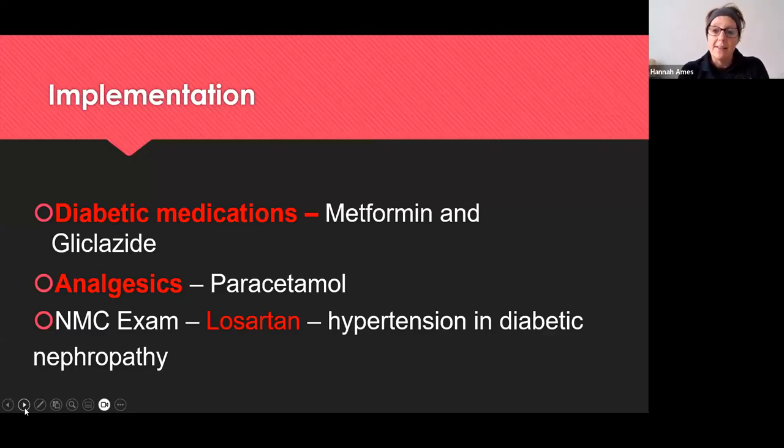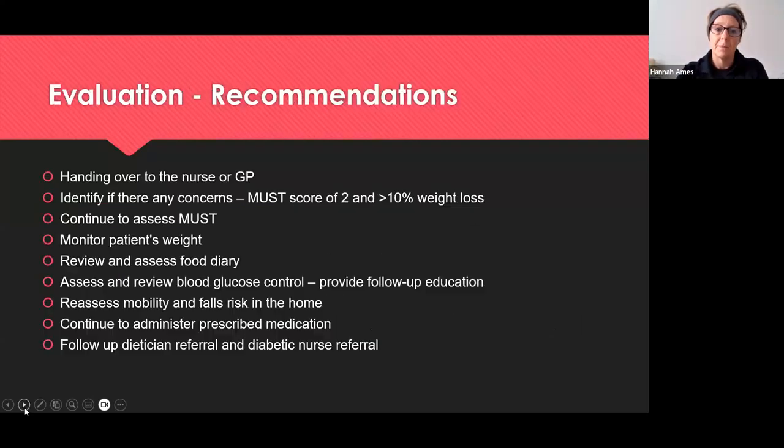So this is a hypertensive medication, so for hypertension, but it's particularly used in patients at risk of diabetic nephropathy, so when that damages the kidneys. So those are key medications to learn: metformin and gliclazide, paracetamol and losartan. Look them up in the BNF, become familiar with them, learn a couple of key side effects and check for any contraindications.